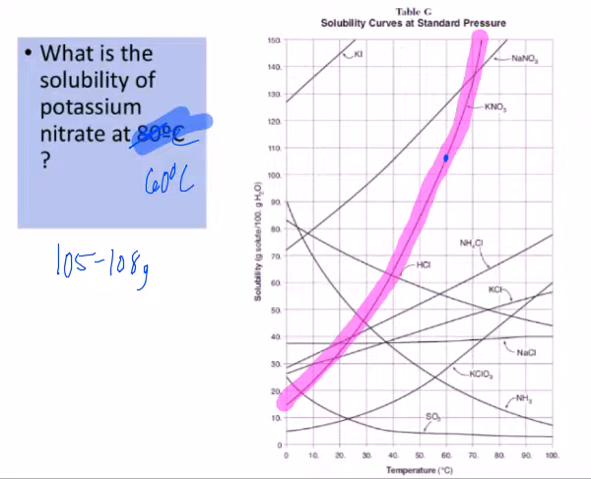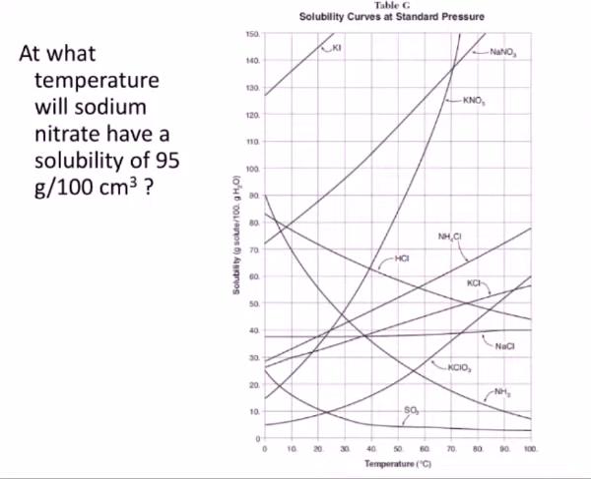So you could be given a temperature condition, guys. You could be given a solubility, and you could be asked for the temperature, either or. Okay. At what temperature will sodium nitrate have this? So 95. We're looking at sodium nitrate. That's along this line. So here we go, right over there. Drop it down. It's about 30 degrees Celsius. So those are pretty simple, self-explanatory.